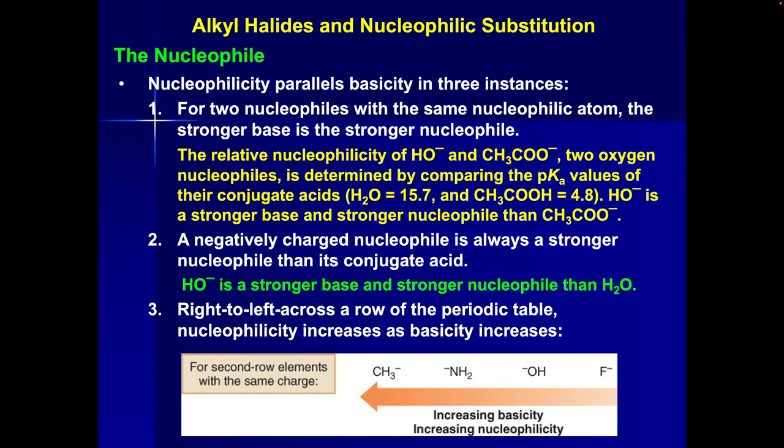So if we had hydroxide functioning as a nucleophile and fluoride, we would predict that the hydroxide would react faster than the fluoride as a nucleophile. And that's exactly what we would see in these types of reactions. Okay?